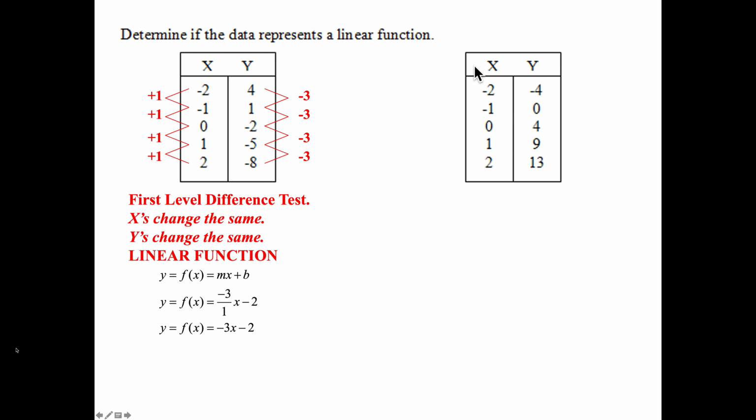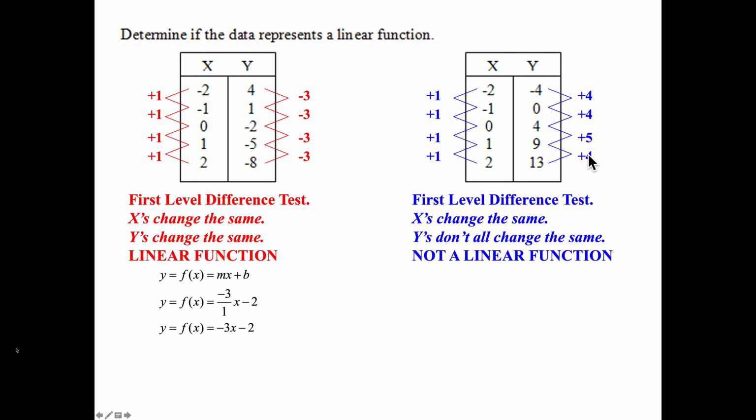If we check our next table, notice the x's are the same, so those are all plus 1. Then we'll look at the y column. Negative 4 to 0 is an increase by 4. 0 to 4 is 4. But 4 to 9 is an increase of 5. 9 to 13 is 4. As soon as you're different, this is not a linear function.